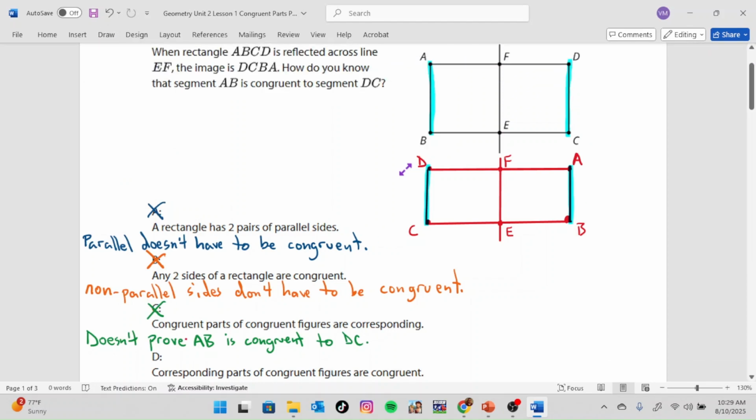And finally, choice D, corresponding parts of congruent figures are congruent. And that's exactly what we were told multiple times in the introduction. If I know that all I did was a rigid transformation, then corresponding parts of these congruent figures are therefore congruent. So D is the answer that we're looking for.